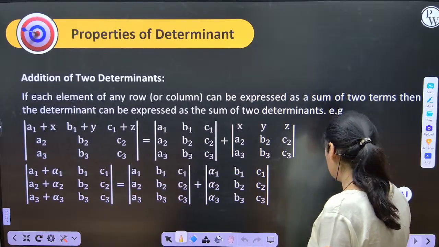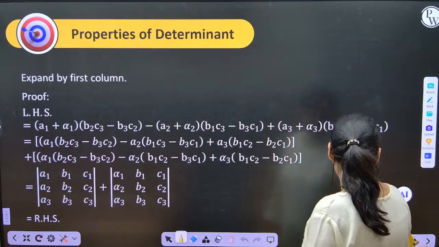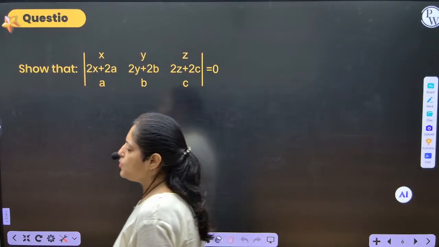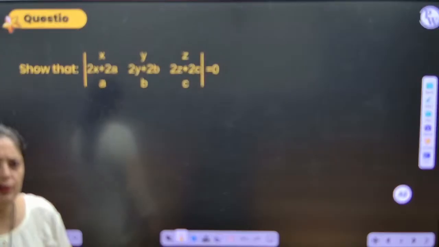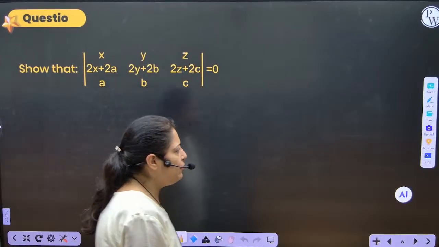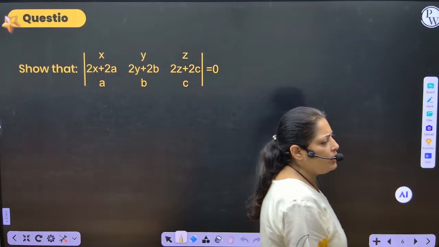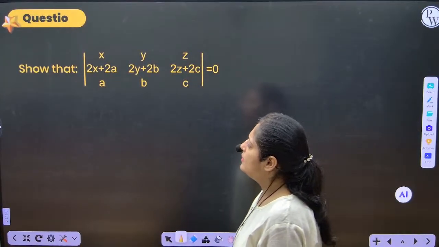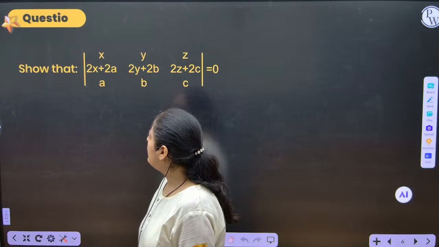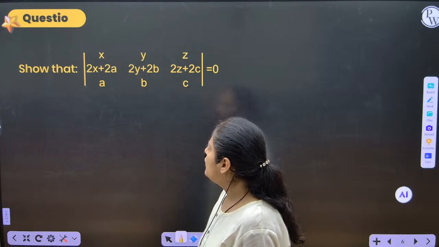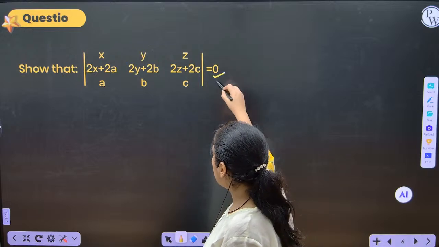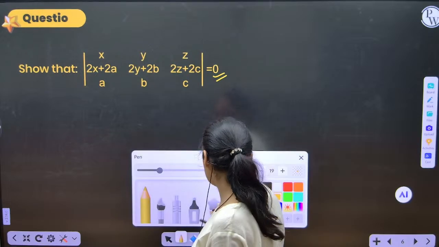Next, the proof is not required. X, Y, Z. Proof, you guys can read it yourself. Okay. X, Y, Z, 2x plus 2a, 2y plus 2b, 2z plus 2c. We have to prove that its answer will come out to be 0.